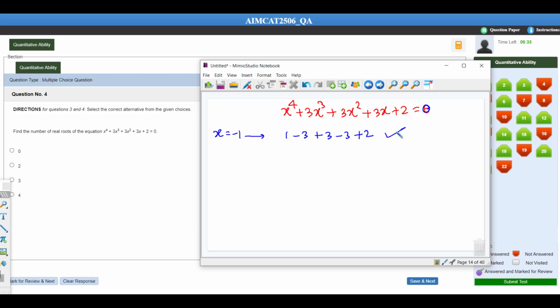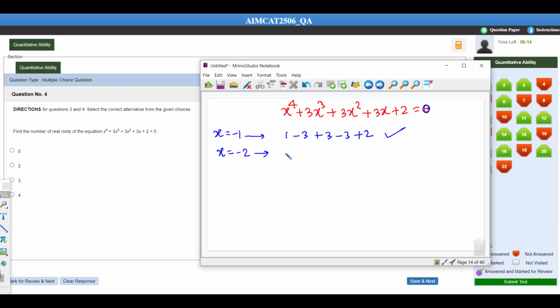x is equal to minus 1 is a root, so we will divide this by x plus 1, but we will get a cubic equation again. We need to do the trial and error again. So instead of doing trial and error later on, let's do it now itself. Check whether x is equal to minus 2 is another root or not.